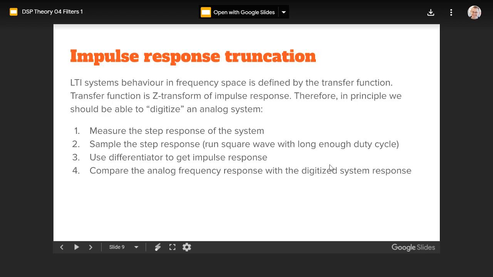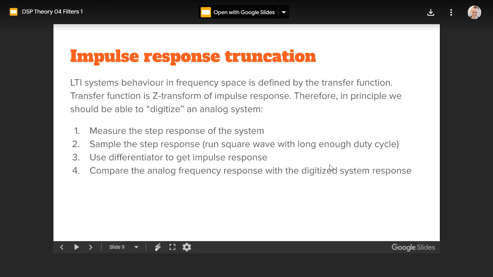Okay, good. So the first method, impulse response truncation. The problem here is only the truncation. You can take any system, which is an analog system at this point, feed in a step function, and you get the step response. And you can then basically sample it, taking a long enough sample so the output stabilizes.